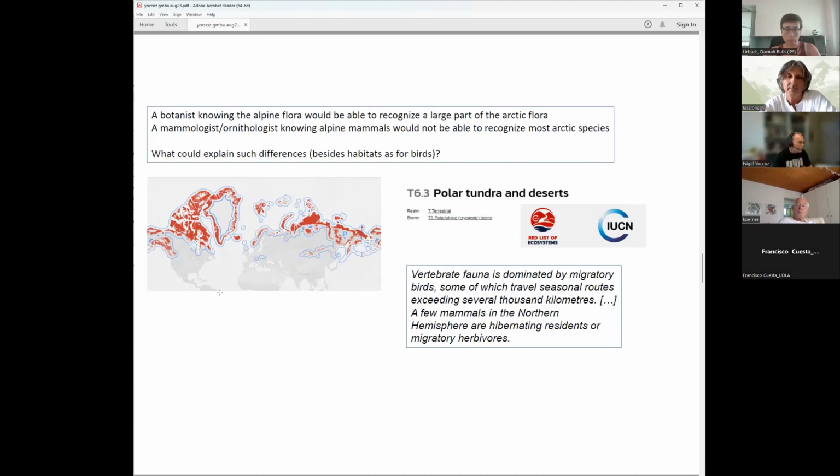But for the mammals, they say a few mammals in the northern hemisphere are hibernating residents or migratory herbivores. That's wrong. The mammals that you have in the Arctic are not hibernating. It's one species in North America which is hibernating, so it's really an exception. And they are not migratory. It's more the species that you have further south, more boreal species, that are migratory. And species in Greenland or Svalbard and so on are not migratory. So the mammals are, in fact, resident, non-migratory, and non-hibernating.